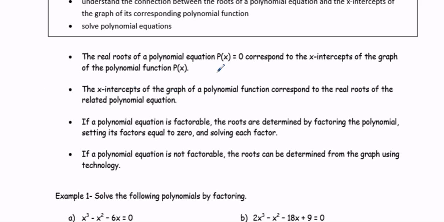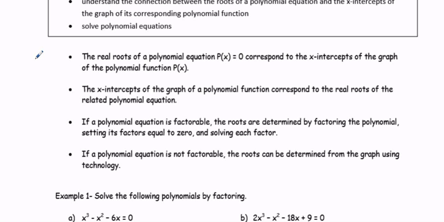And really when we talk about roots, we're talking about the equation. So if we're talking about roots, we're looking at an equation and we're looking at the zeros. And if we're talking about x-intercepts, we're really specifically referring to where the graph crosses the x-axis. So that's what this first one means. The real roots of a polynomial equation correspond to the x-intercepts of the graph of the polynomial function. The x-intercepts of the graph of a polynomial function correspond to the real roots of the related polynomial equation. That's just the same thing said backwards.